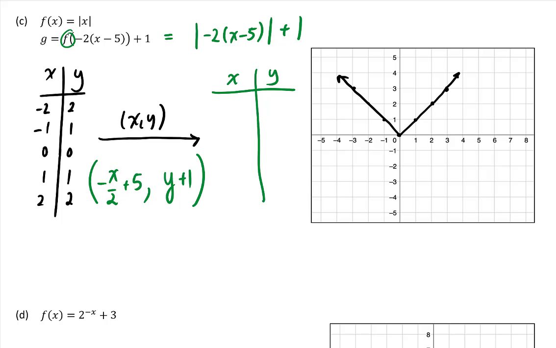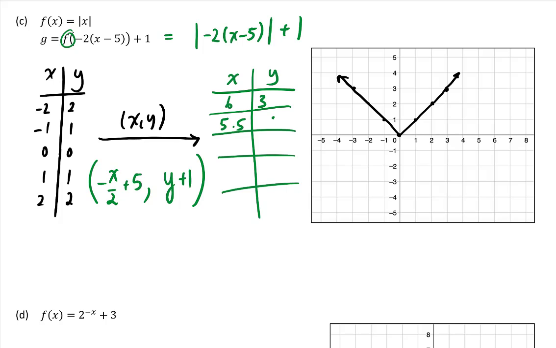So next is to get our transformed points. So you can try that yourself. So you get 6 and 3, 5.5 and 2, 5 and 1, 4.5 and 2, and 4 and 3. So let's graph these. So there is our final graph g.